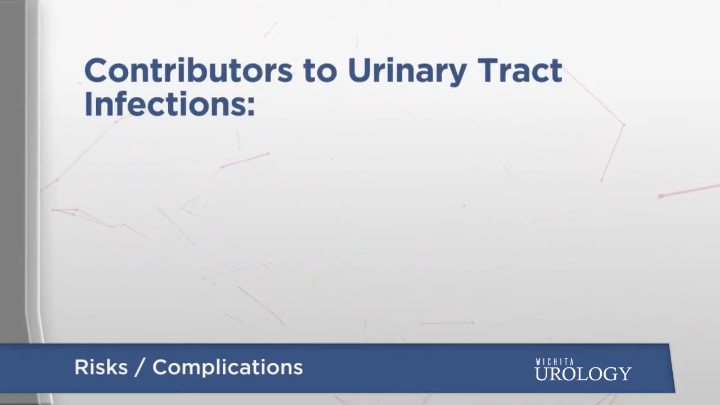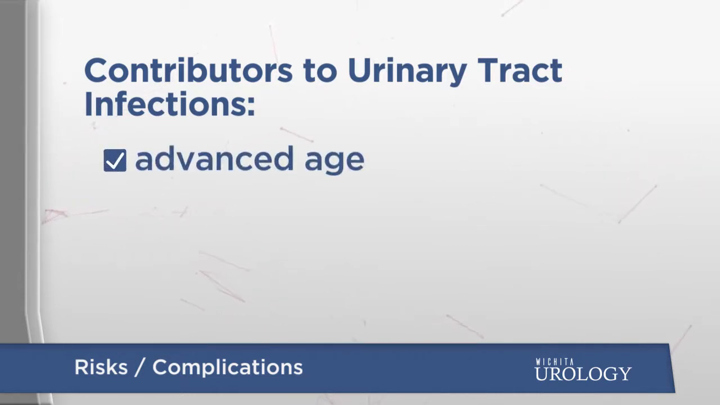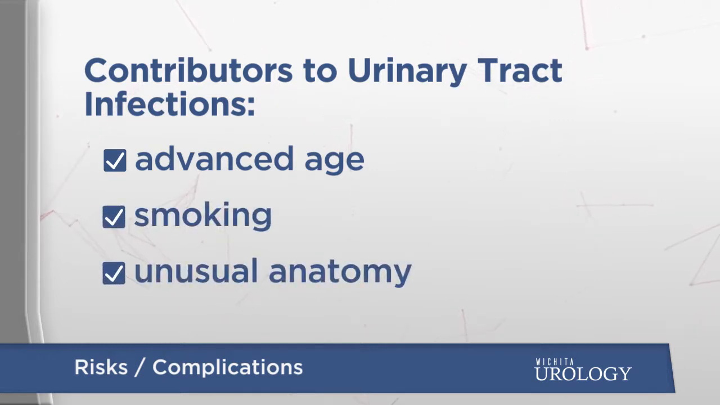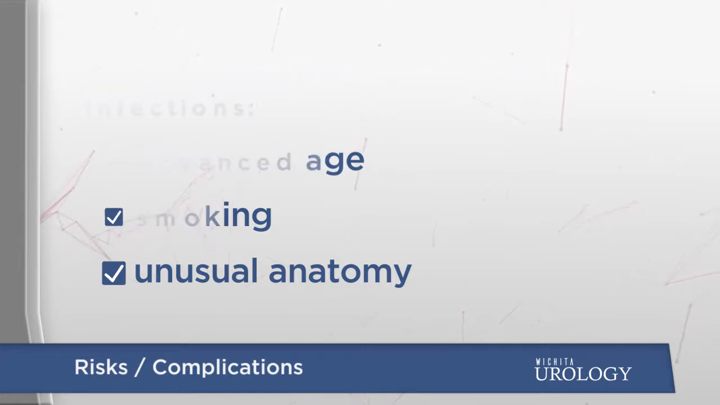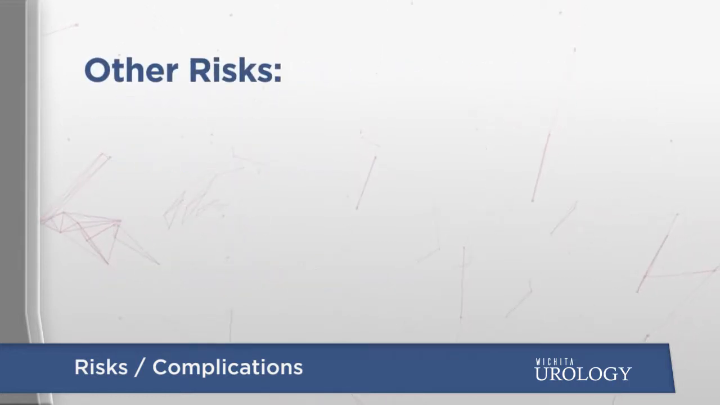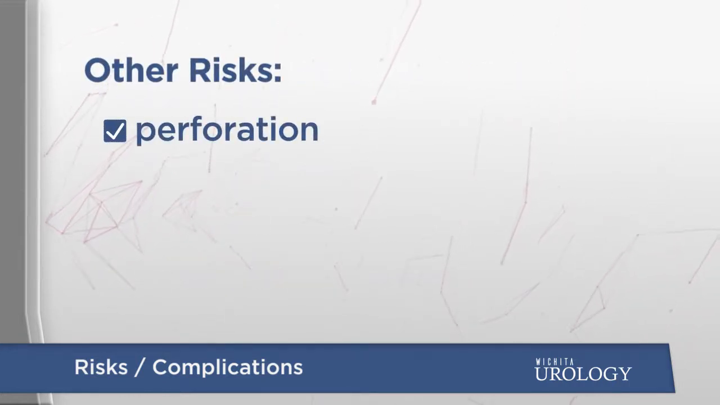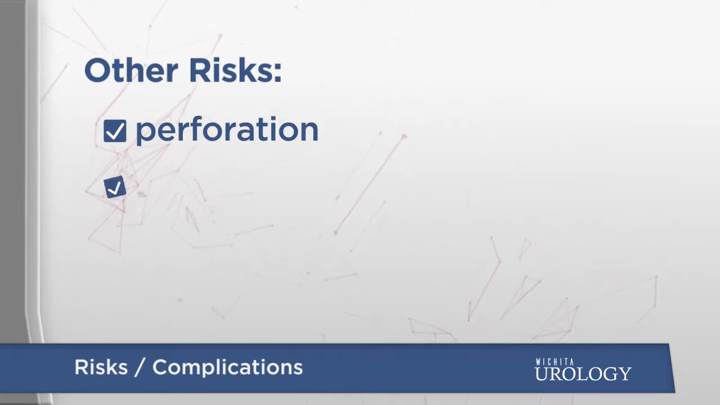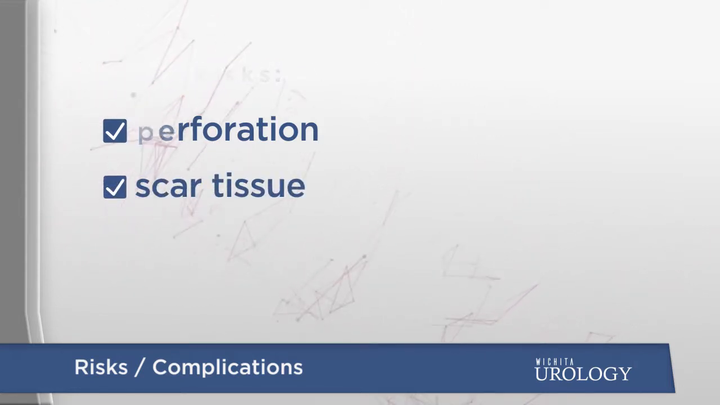Cystoscopy can introduce germs into your urinary tract, causing an infection. Risk factors for developing a urinary tract infection after cystoscopy include advanced age, smoking, and unusual anatomy in your urinary tract. Other risks include a chance of injury to the urethra, like perforation, and scar tissue, but those are rare.